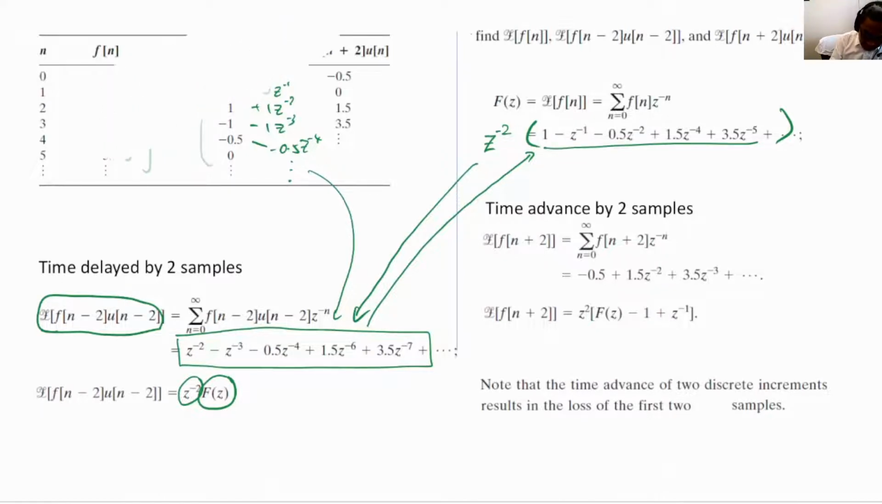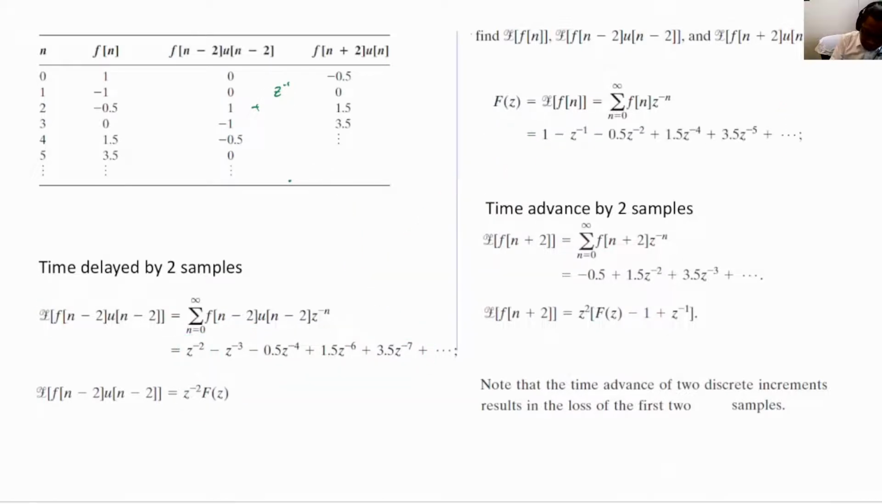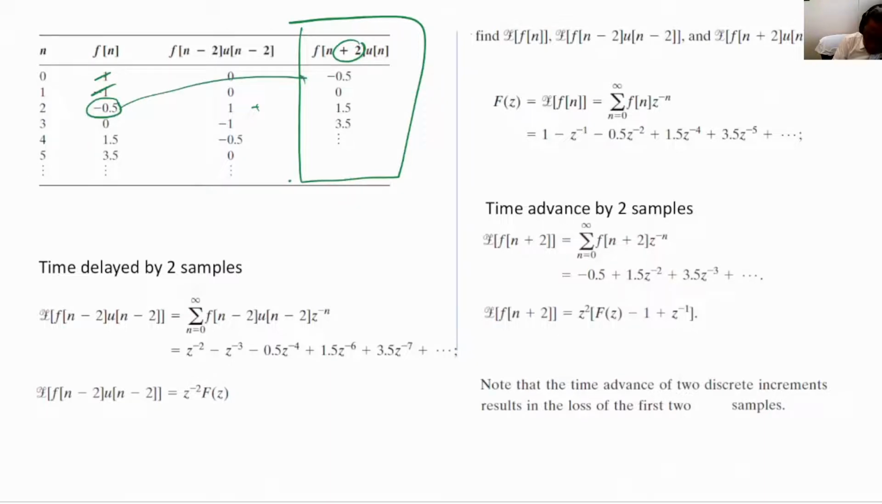Now we are going to deal with the time advance example. The time advance example is this. We are going to shift the entire sequence to the left, in this example by 2 samples. So what happened? We ignore these first 2 samples because they have been shifted to negative time index. So minus 0.5 becomes time index 0, then time index 1, time 2, and so on and so forth.